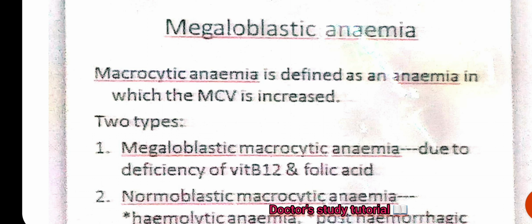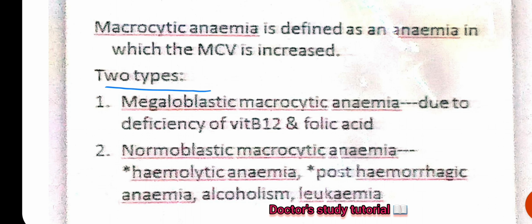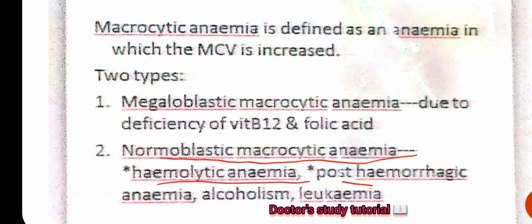So let's start. We know about the classification of anemia from our previous video. Macrocytic anemia is one of it. Macrocytic anemia is defined as the anemia in which MCV is increased. There are two types of macrocytic anemia: megaloblastic macrocytic anemia and normoblastic macrocytic anemia. The megaloblastic macrocytic anemia is due to the deficiency of vitamin B12 and folic acid. And another one is normoblastic macrocytic anemia. Examples are hemolytic anemia, post-hemorrhagic anemia, alcoholism, and leukemia.